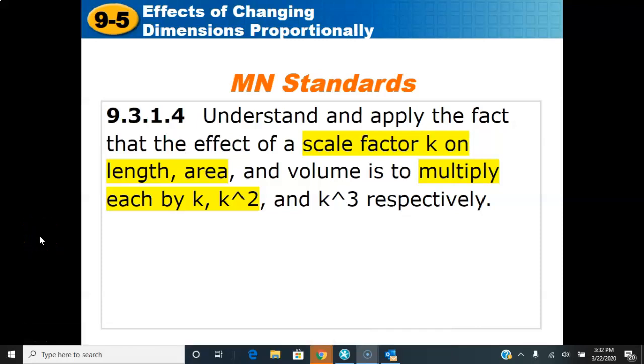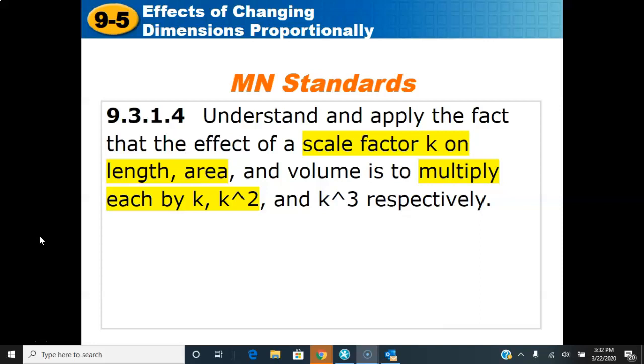This video is for section 9.5, the effects of changing dimensions proportionally. You see the state standard written here, as we've told you. We're tightening up our content here and trying to get the important stuff to you in the most efficient way possible.